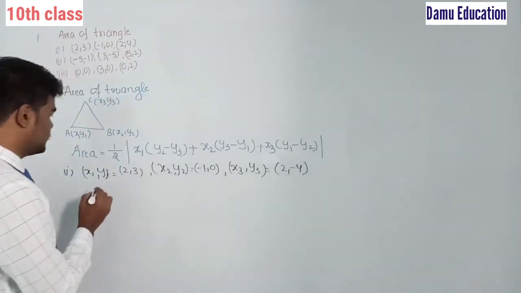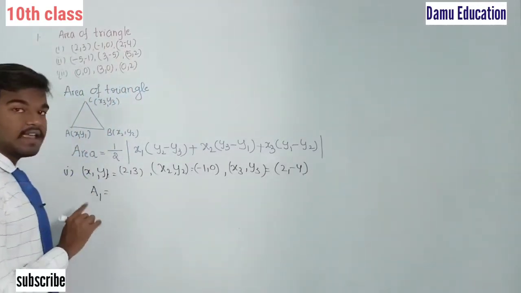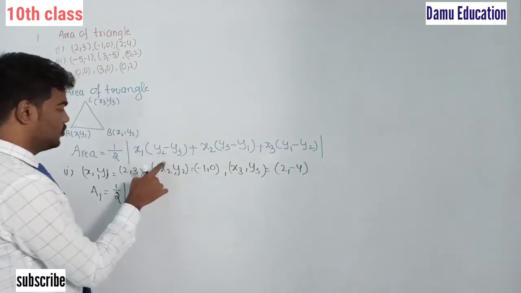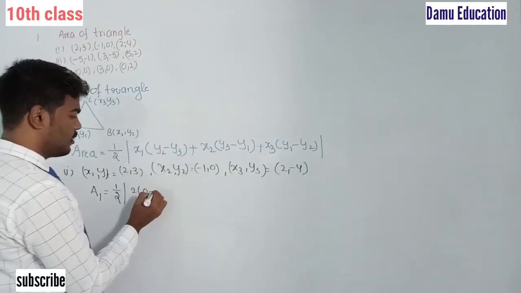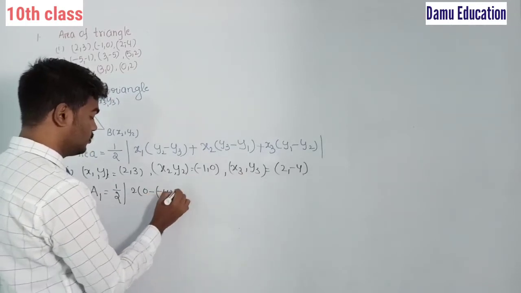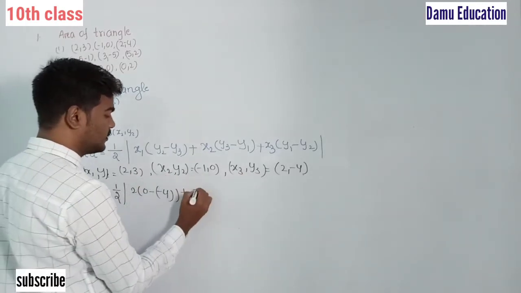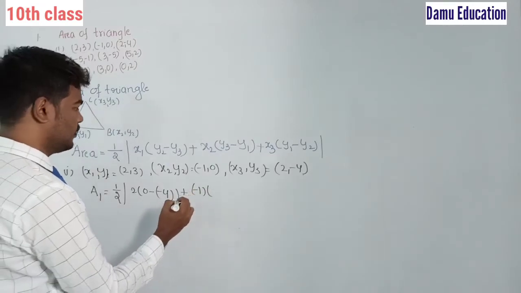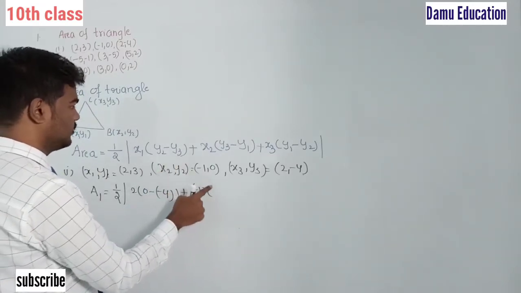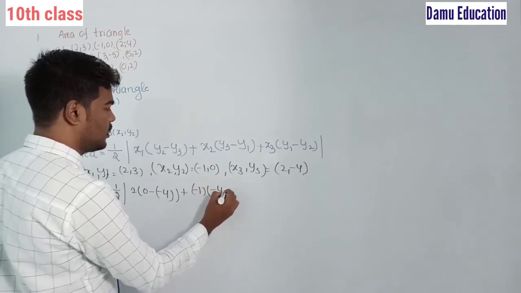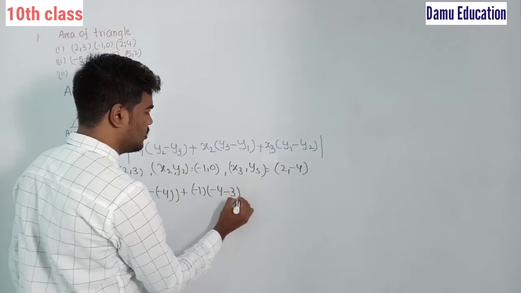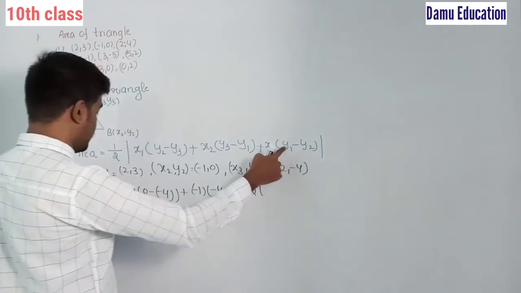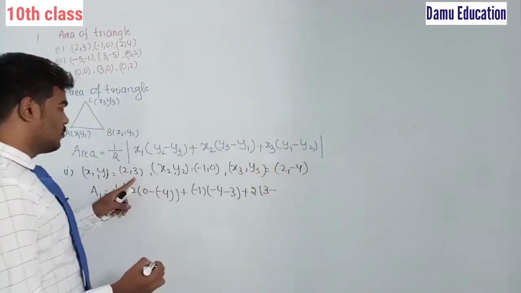So first one, let's write area A1 equal to 1 by 2 modulus of x1, which is 2, into y2 minus y3. y2 is 0, minus y3, which is minus 4, plus x2, which is minus 1, into y3, which is minus 4, minus y1, which is 3, plus x3, which is 2, into y1, which is 3, minus y2, which is 0. Modulus finish.